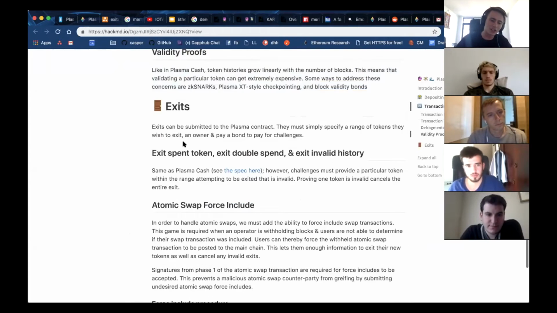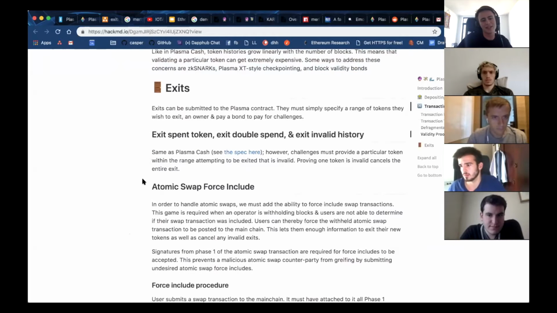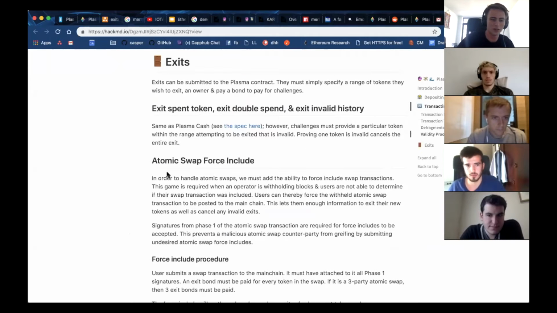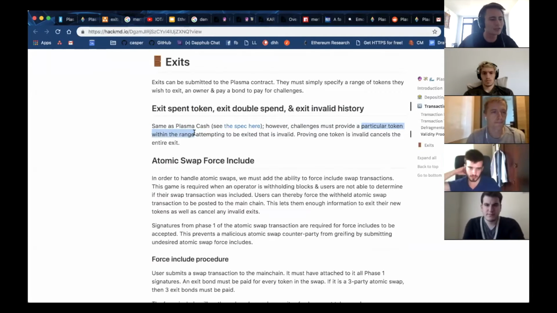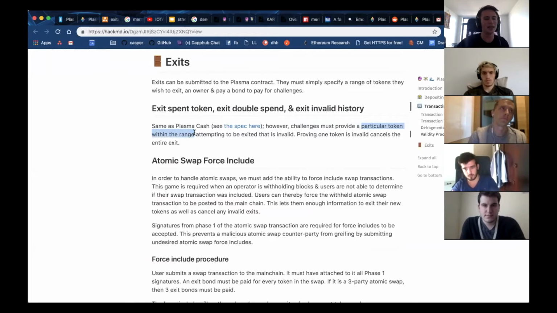Now the exit section, unfortunately, is maybe not the greatest. It needs more diagrams. But essentially we have the same exits as before. The only change is that what you're challenging is just a particular token within a range. So it's the same kind of challenge, the same logic. You're just picking a point and saying this point is wrong. And if you find one point that's wrong, it'll invalidate the entire exit.